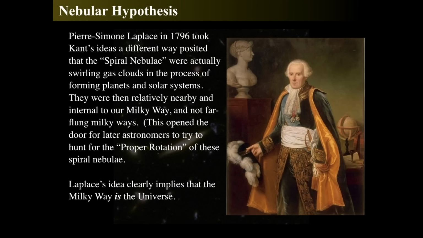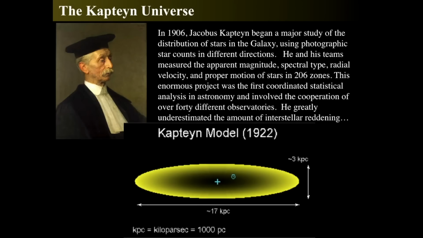Now, if they're new solar systems and they're nearby, maybe the rotation can be discovered. And Laplace's idea took more of Herschel's idea to heart and said, the only things we see in the sky are nearby stars and nearby objects, and so the Milky Way is the universe. And so this is the nebular hypothesis for these spiral nebulae.